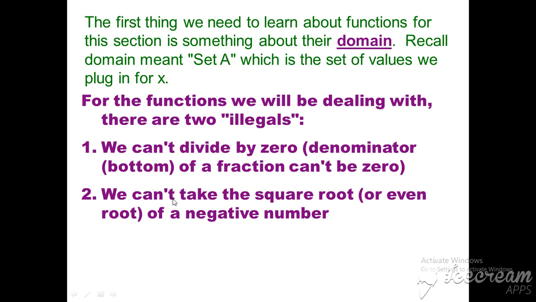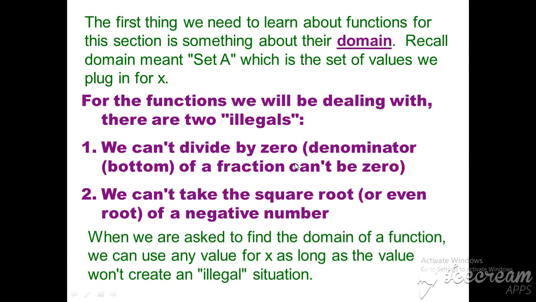You already know that the real numbers include all positive numbers, negative numbers including 0, and fractions, rational numbers, all are included. When we are asked to find the domain of a function, we can use any value for x as long as the value won't create an illegal situation. These two illegal situations should not be created while we put in a real number.